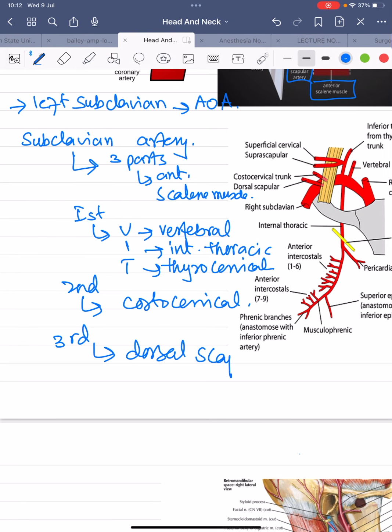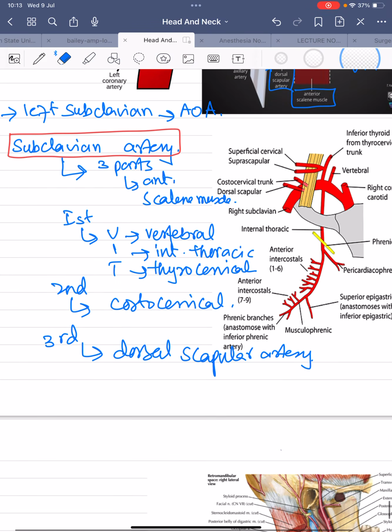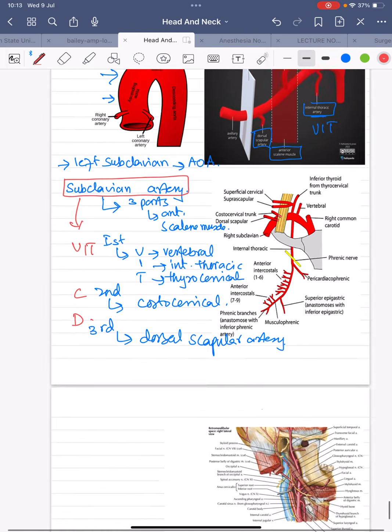So please remember the mnemonic for the arteries which come out from the subclavian artery. The mnemonic is Vitamin CD. This is the mnemonic to remember the arteries in relation to the subclavian artery.